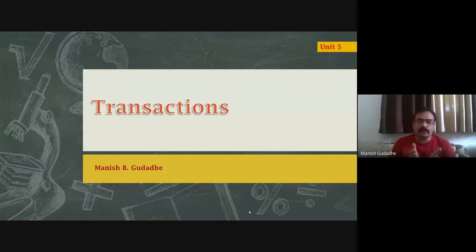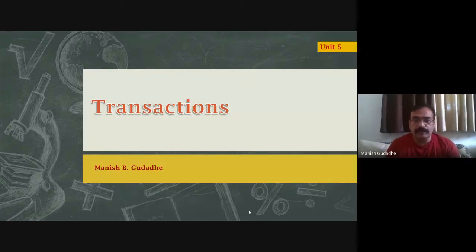In a database, any user may write a query. The query can be of any type: creation of a database, manipulation of a database, updation of a database. So any activity which is performed on a database is called a transaction. That's a very simple or lay definition of a transaction. That you can remember.